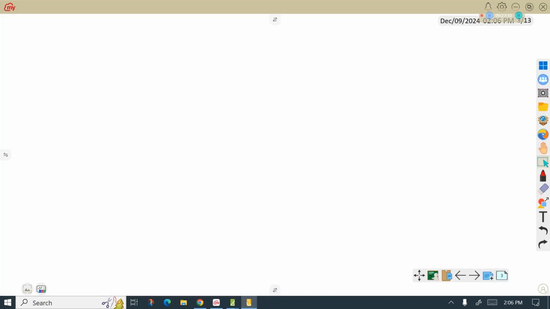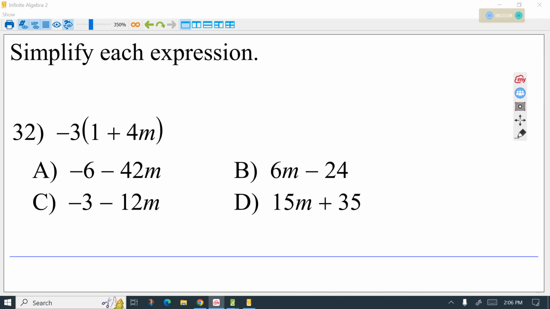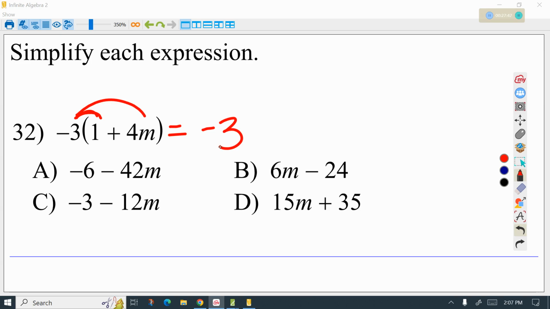So this one is called the distributive property. Okay, so to wrap this up, what we're going to do is multiply this times both of these values. So I usually show that with these little lines. Negative 3 times positive 1 makes negative 3. Negative 3 times positive 4m makes negative 12m. Don't forget I got to do the 3 times the 4, and it's a negative 3, so that's why I get a negative value. Okay? Hopefully you guys can see that the answer is option C.